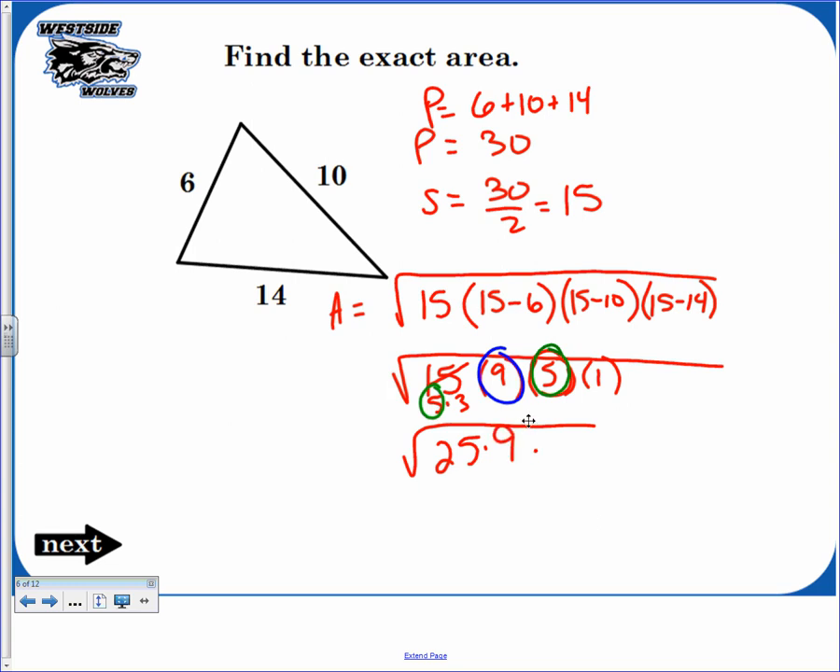And then I've got this other 3 in black here, that was a factor, and it comes down. The square root of 25 is 5, the square root of 9 is 3, and I have the radical 3 left behind. So my answer is 15 square root of 3 is my area for this figure.